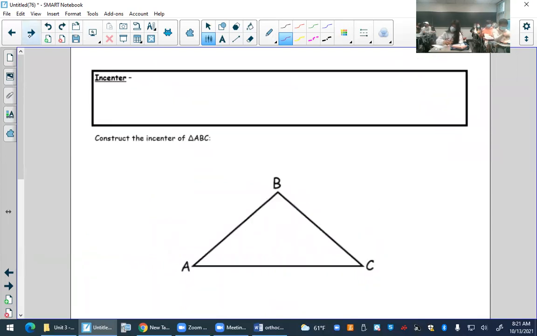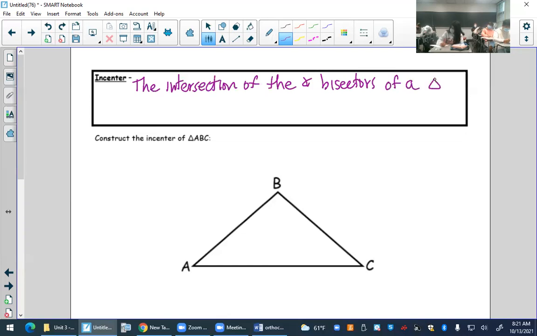Okay, so let's see what else. The incenter. The incenter is the intersection of the angle bisectors of a triangle. The incenter is the center of the triangle's incircle, the largest circle that will fit inside the triangle and touch all three sides.